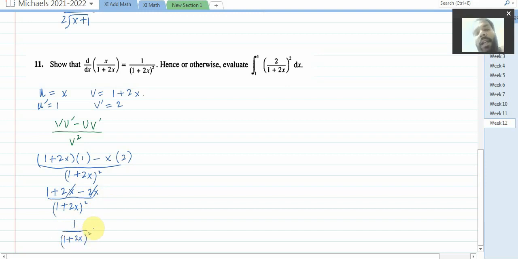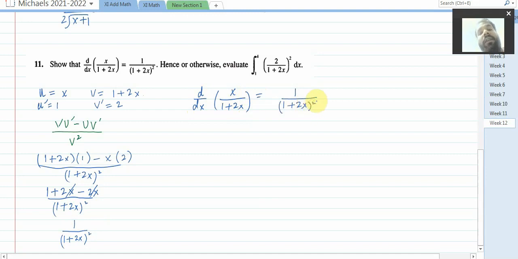Alright, so that is the first part, that you need to differentiate x upon 1 plus 2x and show that it is equal to 1 divided by (1 plus 2x) whole square. Now for the next part, we can say that if we differentiate the function d by dx of x over 1 plus 2x, it's equal to 1 divided by (1 plus 2x) whole square, right?